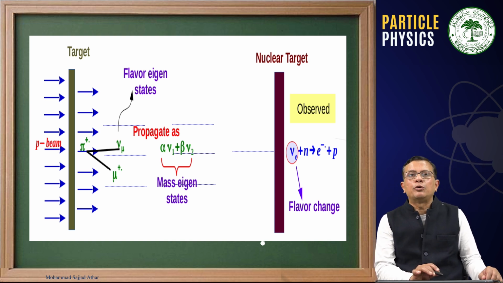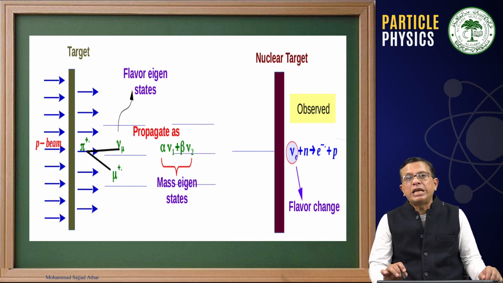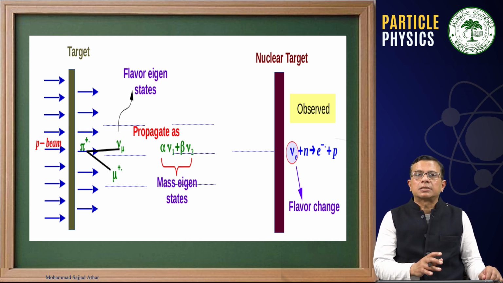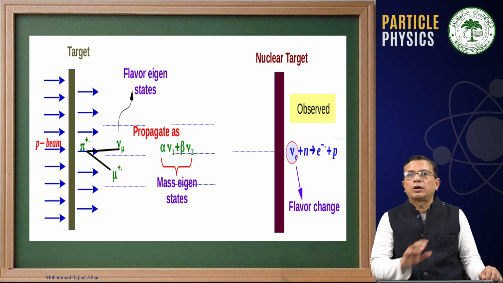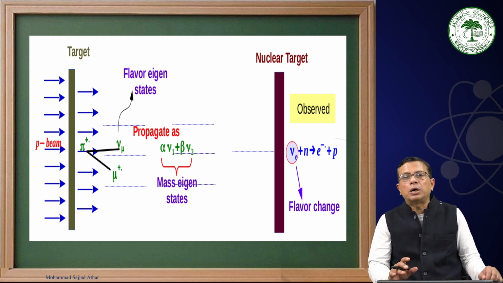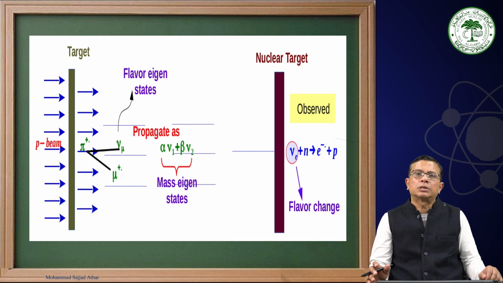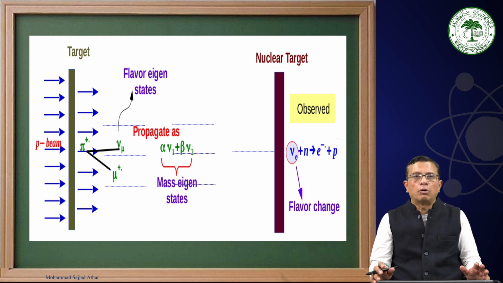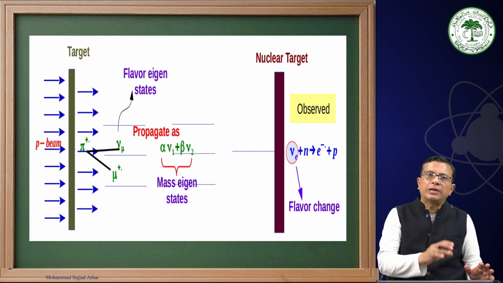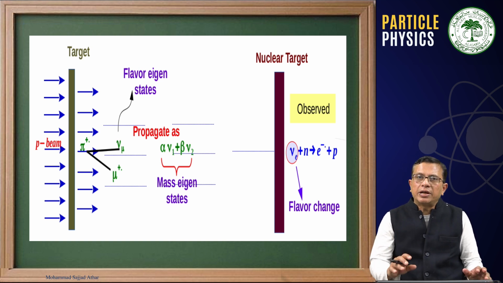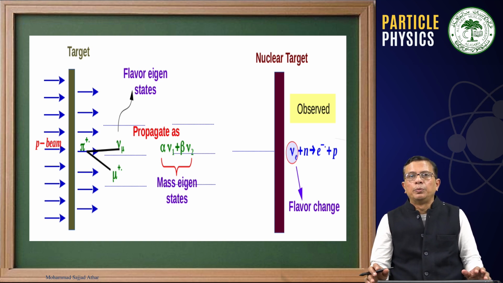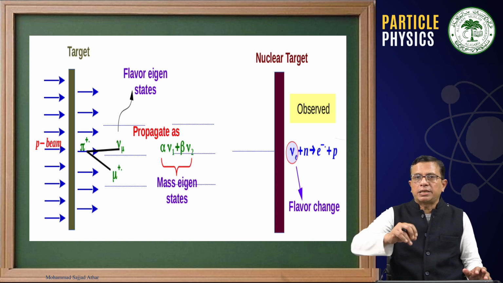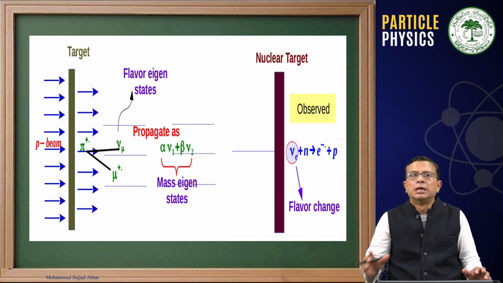Therefore, starting from a nu mu beam, if we are observing nu e events, then we will say that this is an appearance experiment, because nu mu was there, nu e was not there, but we are observing electrons. That means some of the nu mu's have got converted into nu e's, and this is nothing but neutrino oscillation. Or if we are producing 1000 nu mu's, and we are observing only 990 nu mu's, then it means 10 nu mu's have disappeared. We will say that this is a disappearance experiment.